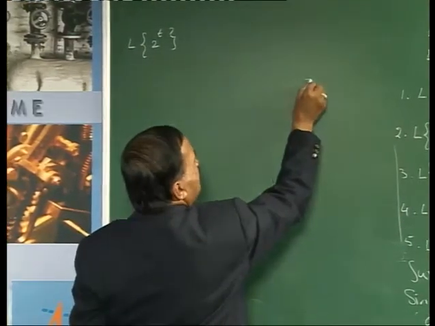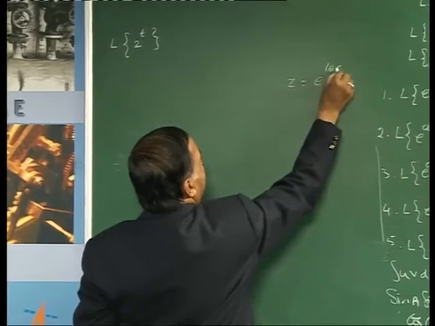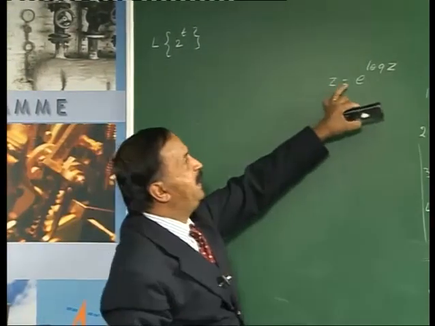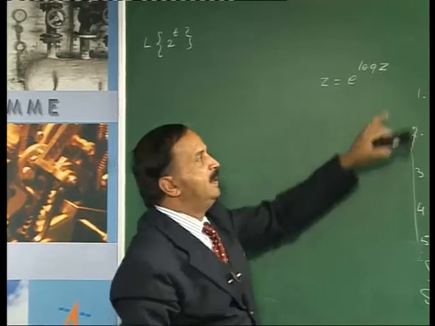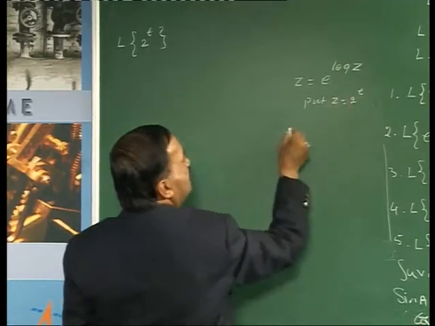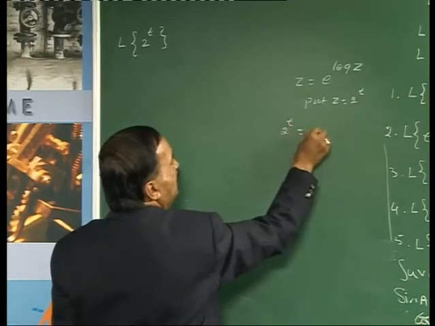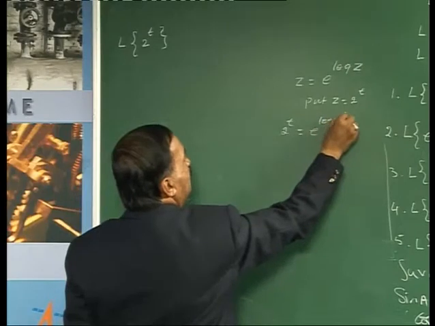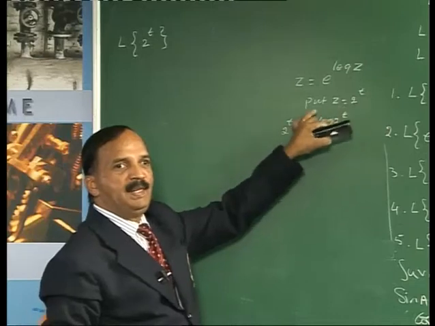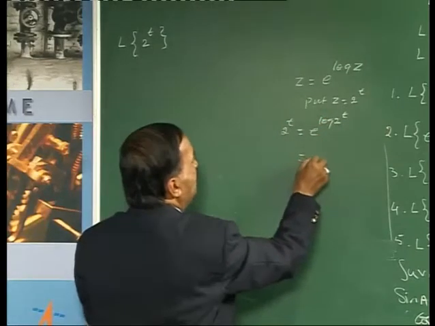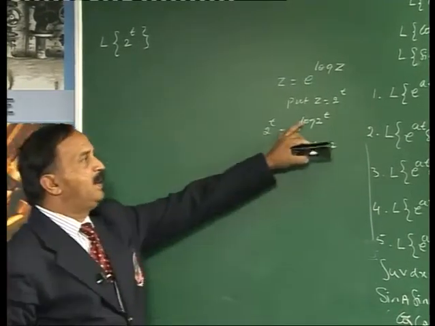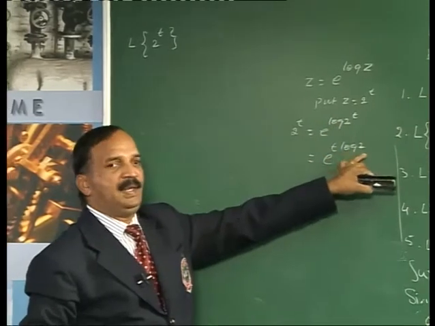So we know that here z is equal to e to the power of log z. We can write like this: z equal to e to the power of log z. Put z equal to 2 to the power of t. Then this becomes 2 to the power of t is equal to e to the power of log 2 to the power of t. And we know log a to the power of b is b into log a. That means this is equal to e to the power of t into log 2, because log a to the power of b is b into log a.